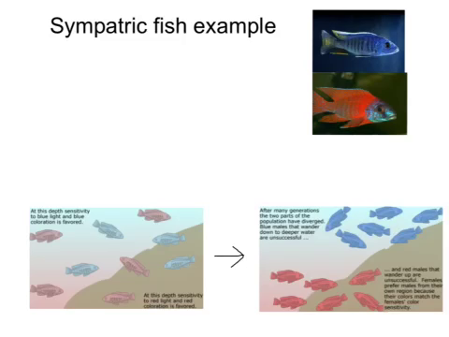So for another example here, I have these fish. And this is an example of human impact. So these fish, we've got two kinds of fish over here. We've got a blue fish and a red fish. And these fish live in the waters of Lake Victoria, Africa.